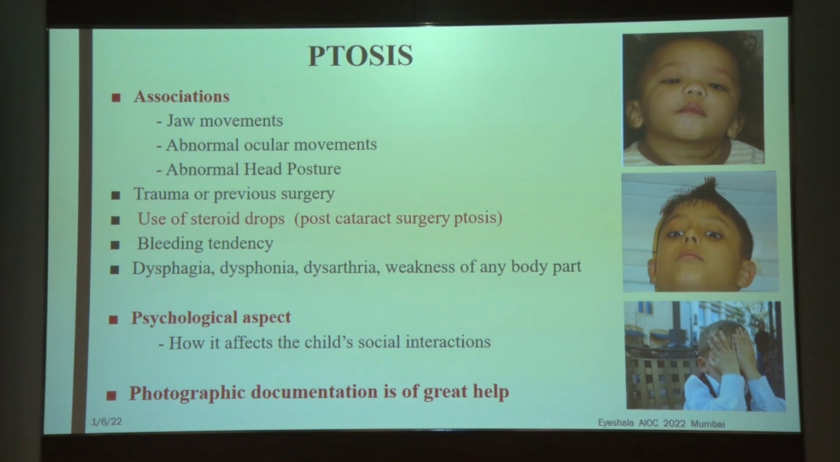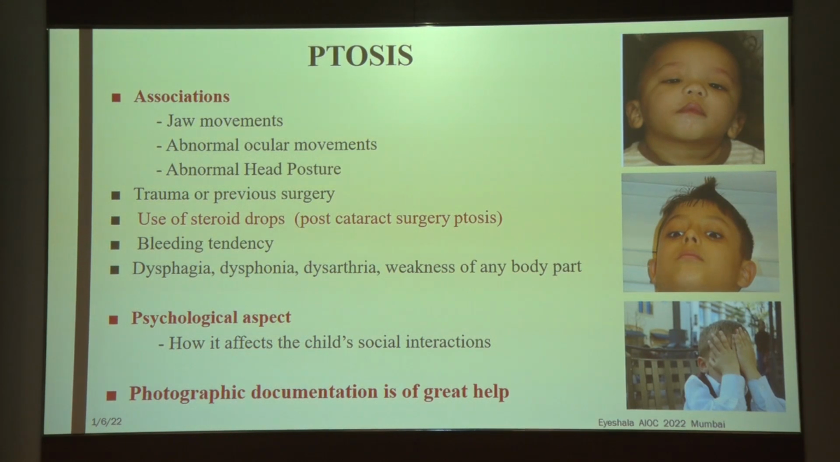Abnormal ocular movements, as you know, double elevator palsy can be associated with ptosis, strabismus in other forms can be associated, and that alters the management again. So that has to be asked. Abnormal head posture, especially in bilateral ptosis, you'll find a chin lift, you can find a face turn also, so that history is very important.